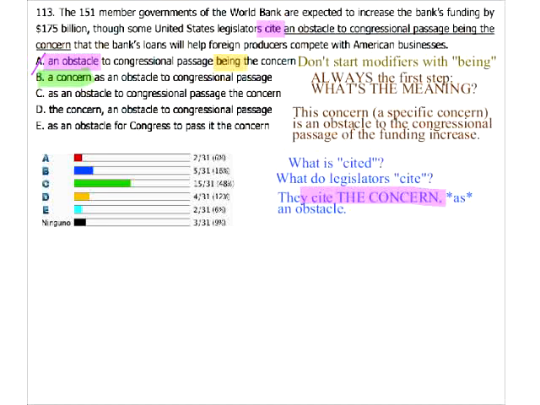Does anybody see what the deal is? Yeah, it should be the concern. Notice this is not something you would normally concern yourself with, except for the fact that it's a split. This is a particular thing that they're concerned with. So it's not a random concern. They cited this one very particular thing: the concern that blah, blah, blah as an obstacle. So this is the very particular concern that they're concerned with, not a random concern.